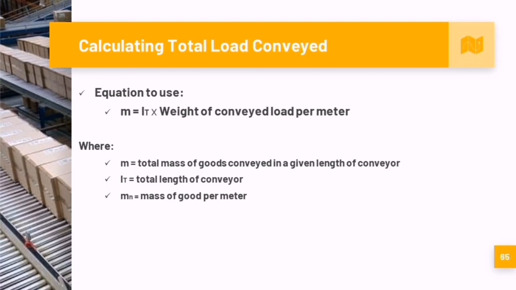Next is how to calculate the total load conveyed. The equation to use is M is equal to LT times the weight of conveyed load per meter, where M is the total mass of goods conveyed in a given length of conveyor, LT is the total length of the conveyor, and MN is the mass of goods per meter.